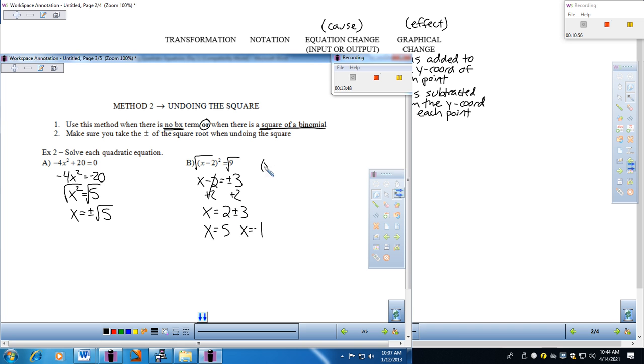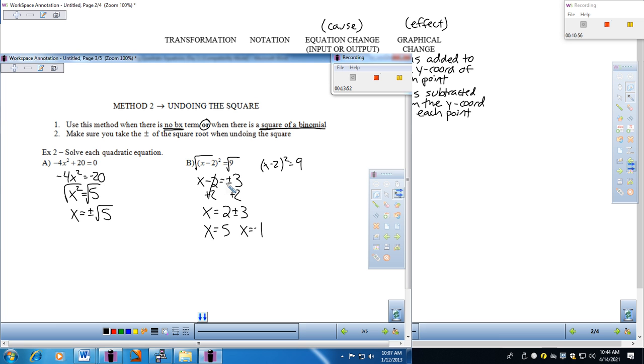And let me just go back really quick and make sure that works. That's the good thing about this. You can always check. So let's try 5. 5 minus 2 is 3. 3 squared is 9. Negative 1 minus 2 is negative 3. Negative 3 squared, also 9. And that was the idea. So we had to honor the fact that both roots would work on that.